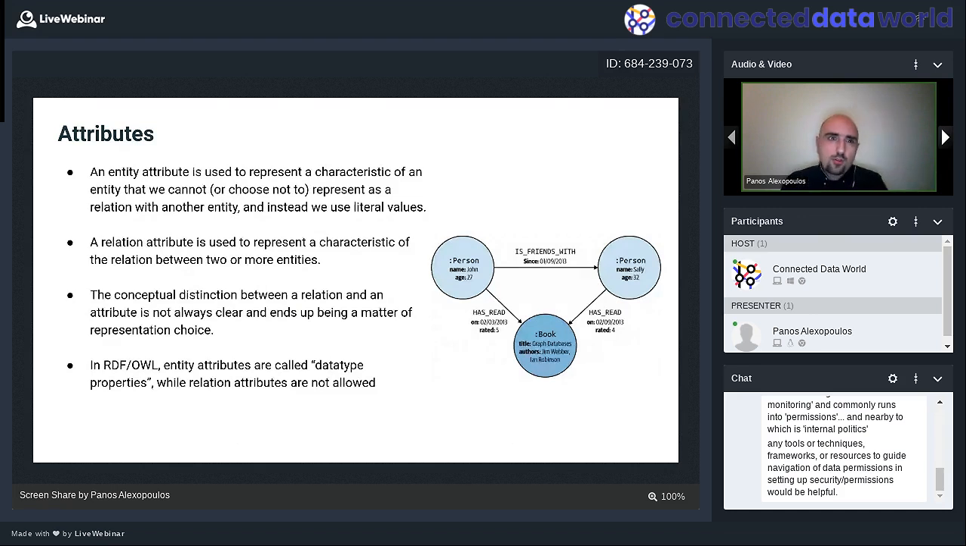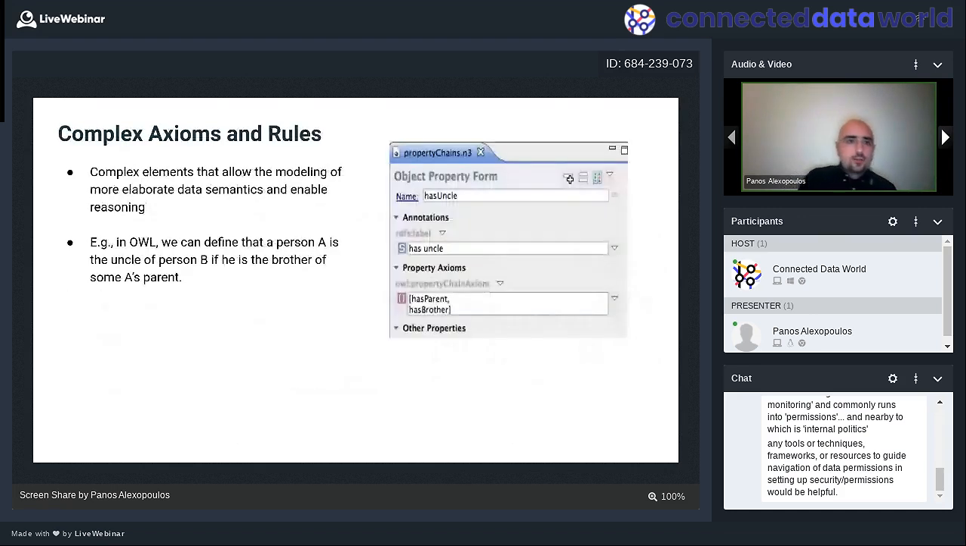It can also be, although it's a bit rare, to have complex axioms and rules in a knowledge graph. Usually in formal ontologies you have that a lot. In general, these are complex elements that allow the modeling of more elaborate data semantics and, most importantly, enable reasoning. So, for example, in OWL, we can define that a person A is the uncle of person B if he's the brother of some parent of B.